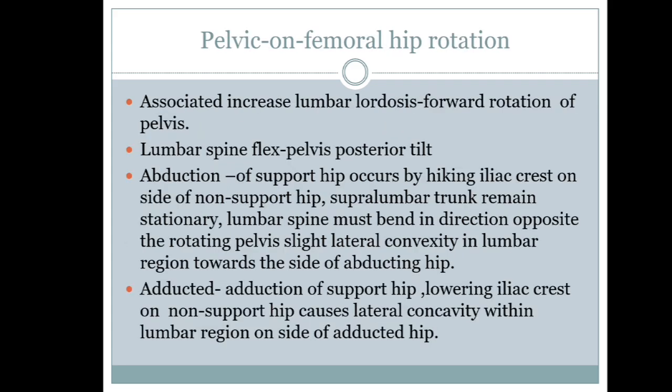Pelvic on femoral hip rotation. Associated with increased lumbar lordosis, forward rotation of the pelvis; lumbar spine flexion, pelvis posterior tilt. Abduction of the support hip occurs by hiking the iliac crest on the side of the non-support hip. The supralumbar trunk remains stationary. The lumbar spine must bend in the direction opposite the rotating pelvis, towards the side of the abducting hip. Adduction of the support hip, lowering the iliac crest on the non-support hip, causes lateral concavity within the lumbar region on the side of the adducted hip.